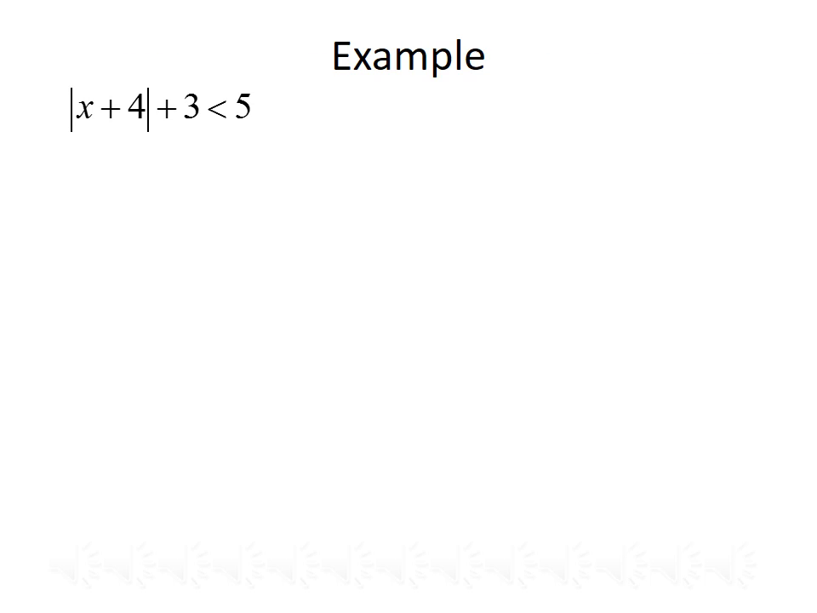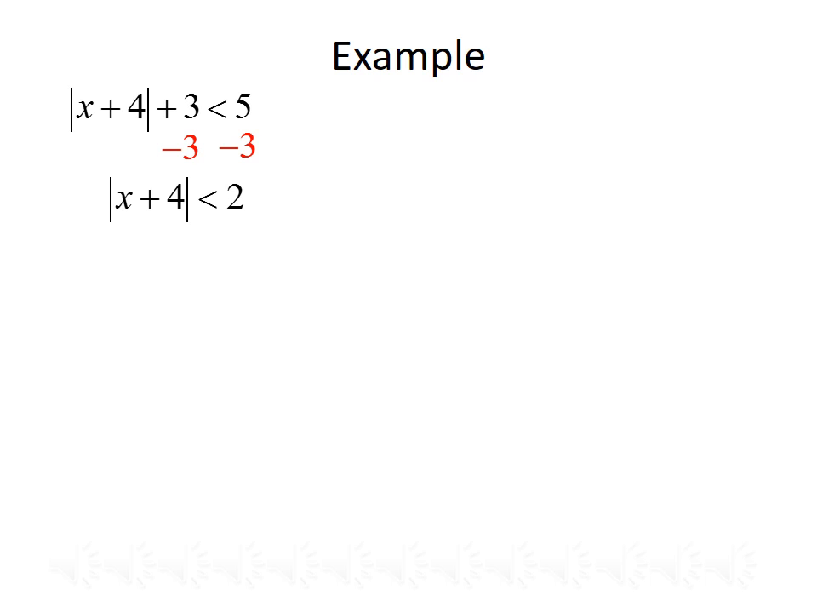So let's try an example. We have the absolute value of x plus 4, plus 3, is less than 5. Again, remember we want to isolate the absolute value before we try to solve, so let's subtract 3 from both sides of the equation. That gives us the absolute value of x plus 4 is less than 2.